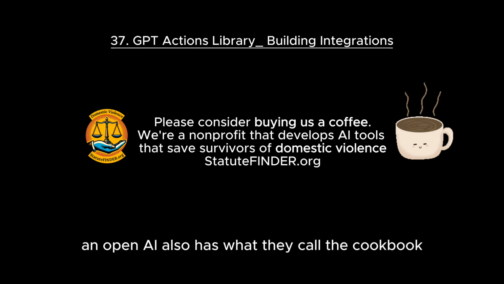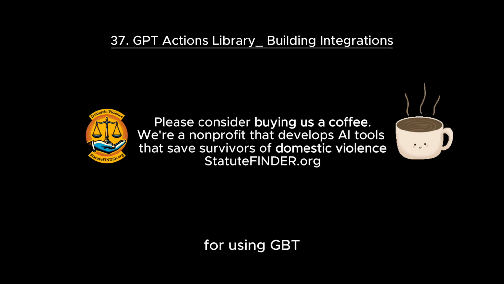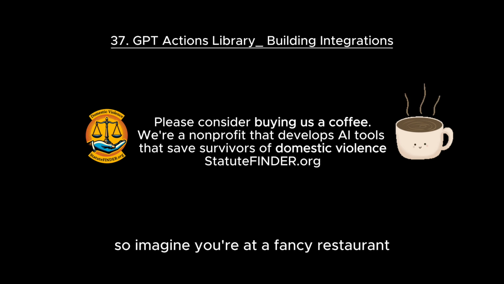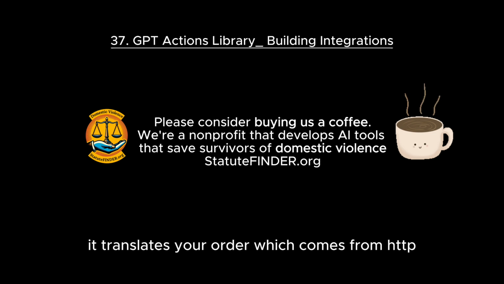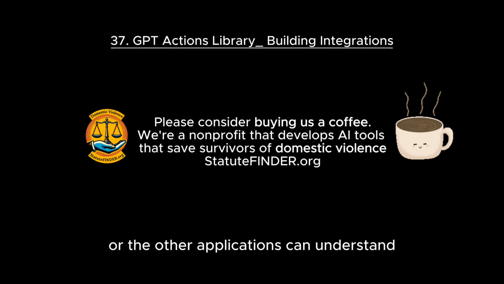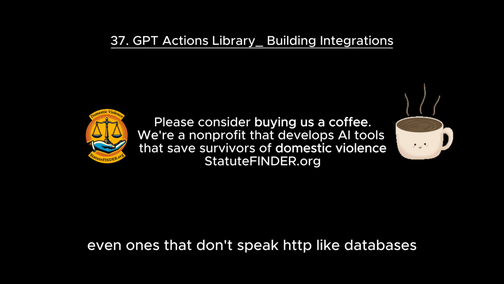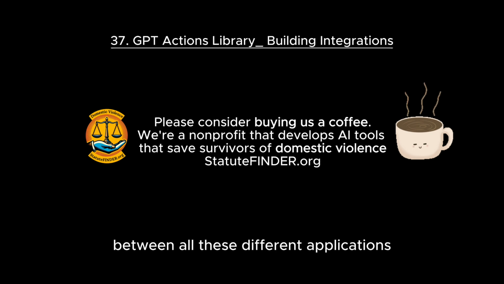Definitely. And OpenAI also has what they call the cookbook, which is full of real-world examples and guides for using GPT actions with different applications and middleware. Middleware. Okay, that's another word that might sound a little intimidating. What even is that? So imagine you're at a fancy restaurant. You tell the waiter what you want, but the chef in the back speaks a completely different language. Middleware is like that waiter. It translates your order, which comes from GPT, into something that the kitchen or the other applications can understand. It can format data, connect to different systems, even ones that don't speak HTTP, like databases. So it's like a bridge almost. Exactly, a universal translator between all these different applications.